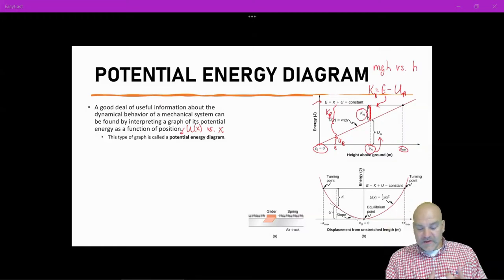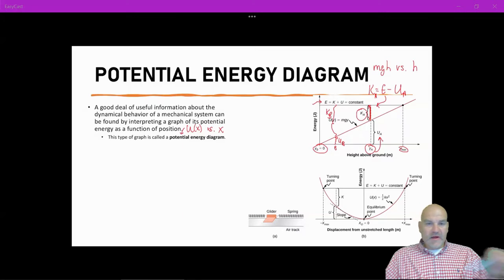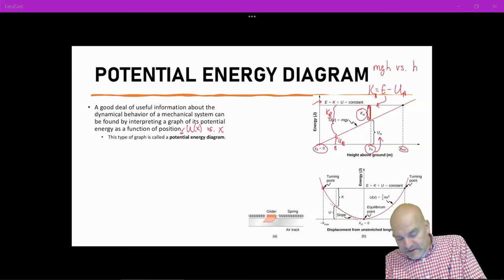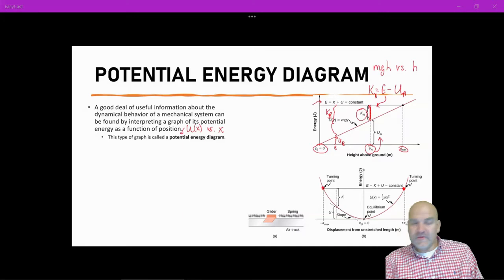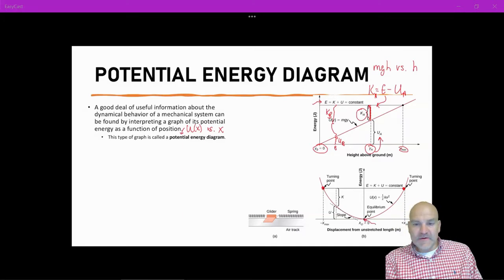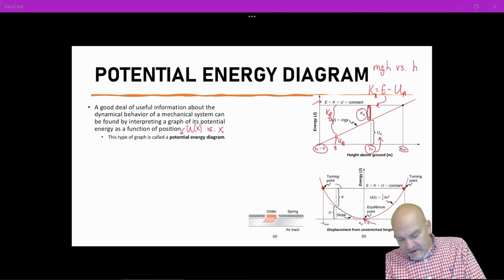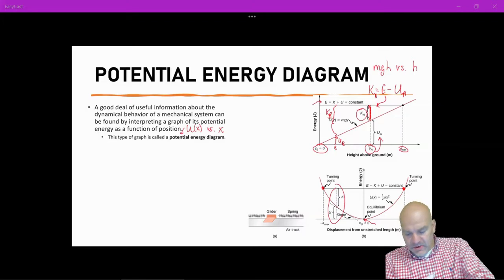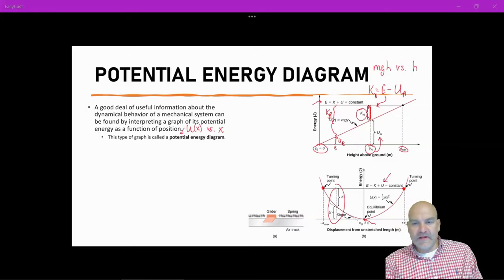Now, if you look at the other picture here, it talks about a glider on a spring. So it's going back and forth on an air track. And you can see the extremes are your turning points. We'll talk about equilibrium in a second, but there's an equilibrium point. Again, you can see the total would be your K plus U. Your energy is constant at that line connecting the two turning points.